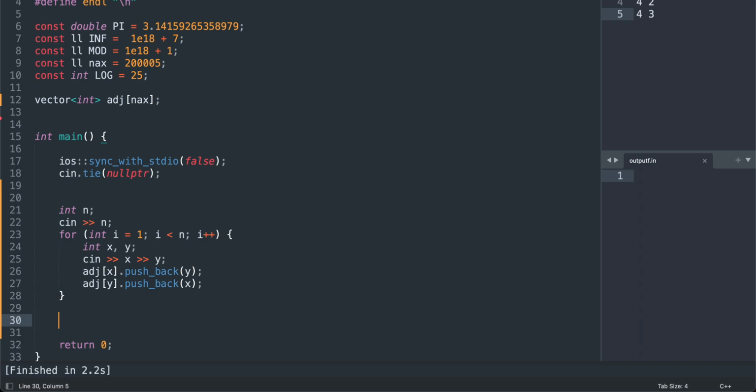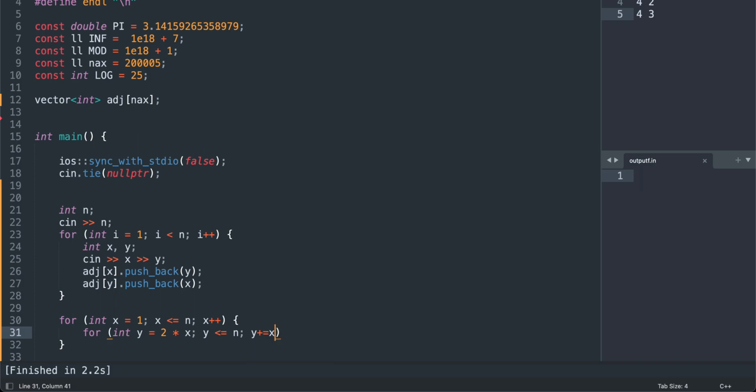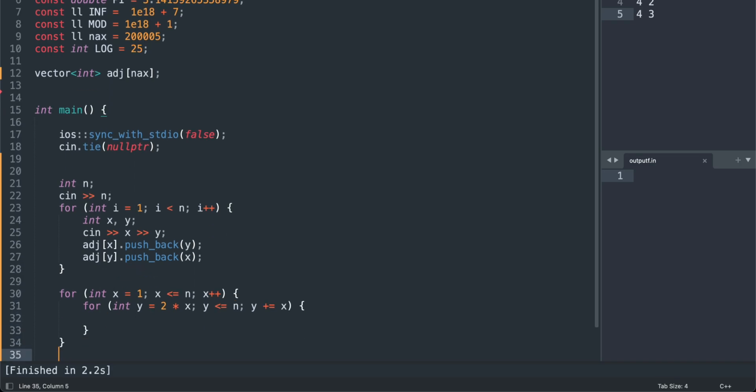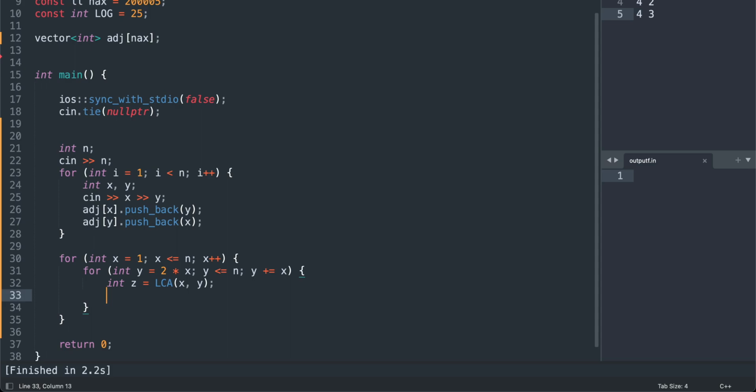After this we have the adjacency, then go to all the nodes. So x is these nodes, x less than equal to n, go to each node and go to all the y's which start at 2 times x, y less than equal to n, y plus equal to x. So we have these two nodes. Let's find the LCA between x and y. Okay, let's say G is the LCA. So the length between x and y.